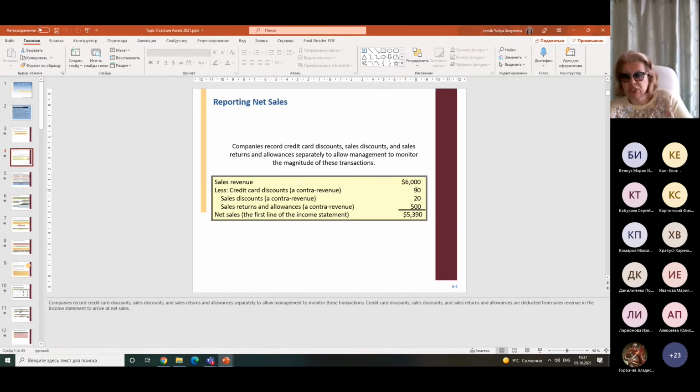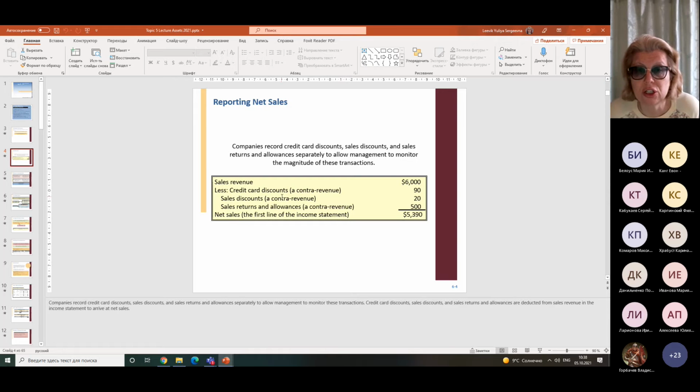Look, here we have 6,000 of gross sales revenue. Then we subtract these three possible discounts and we get the real actual net sales amount. This is why when you open the income statement, you always see the title net sales. Now you understand what it means, net sales. This is gross sales adjusted by different possible discounts.